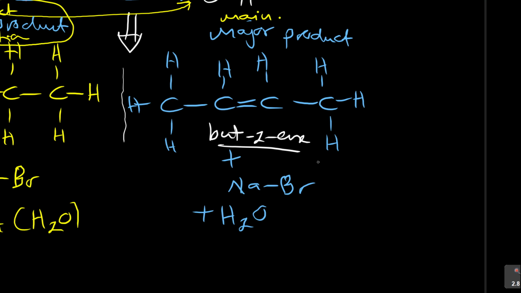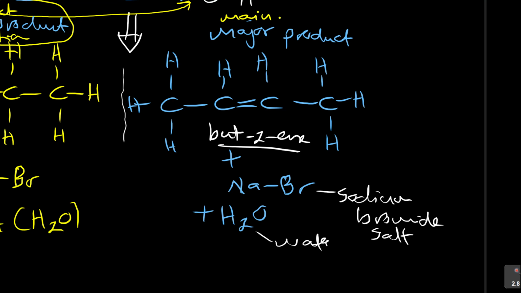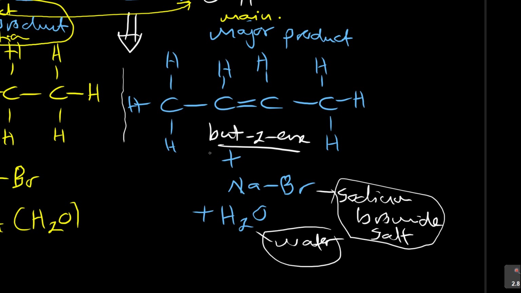Okay, this is sodium bromide. Sodium bromide. What is this? This is the salt, and this is what? Water. Don't forget that. You form the salt and you form water, and they form the alkene, but-2-ene.